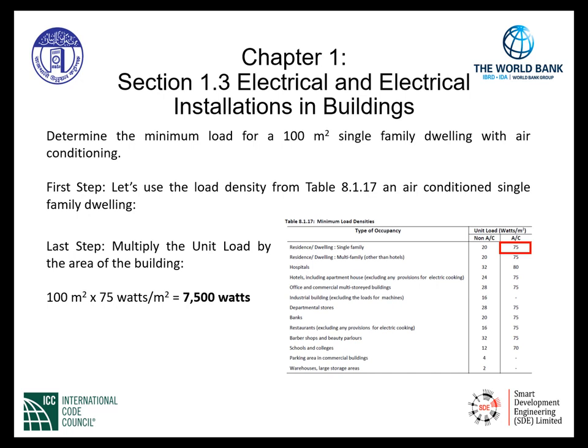The last step is we multiply the unit load by the area of the building. 100 square meters times 75 watts per square meter equates to 7,500 watts that we must use to calculate.